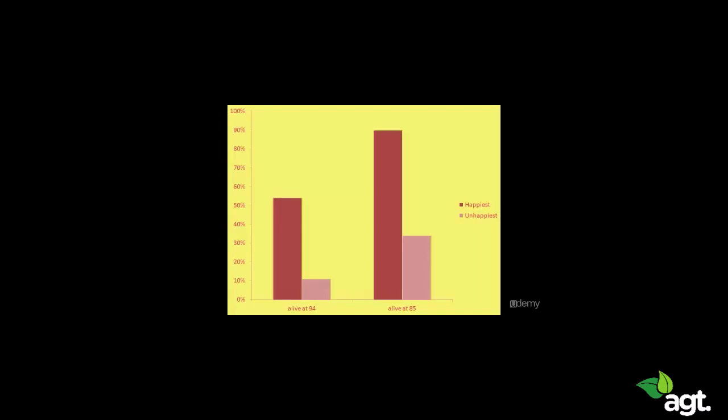Clearly, those nuns who were happiest at the age of 20 were not happier because they knew they would live longer. Their superior health and their longer life could only be a result of their happiness and not the cause. So if you're asked, can it be that being happier adds to the years of your life? Then the answer is that it certainly seems so.